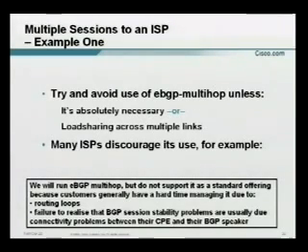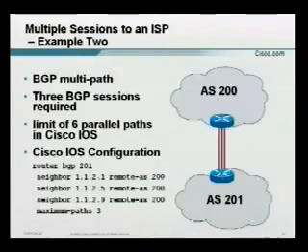So if you're happy with it and your customer's happy with it and they can sign something saying, yes, I'll fix any problems caused by using it, then fair enough, but otherwise, no. Okay, the second example, you can use something called BGP multipath.